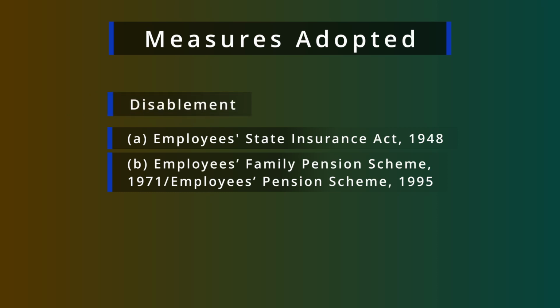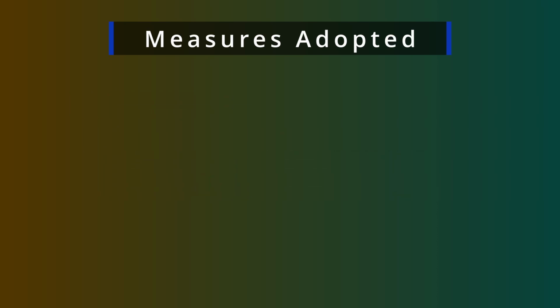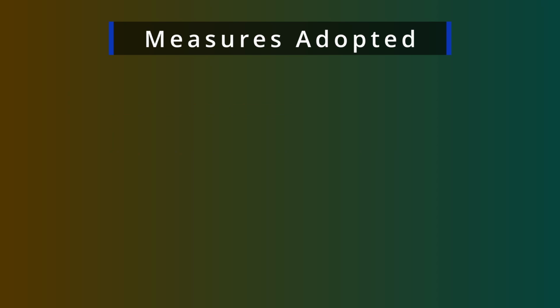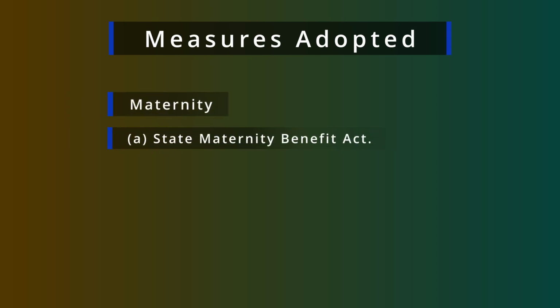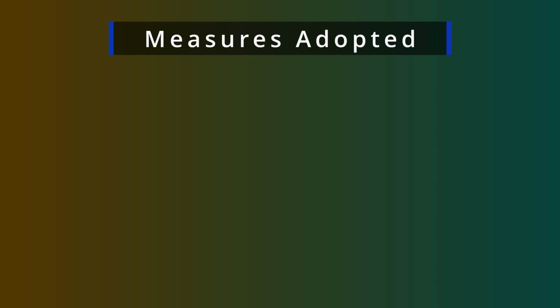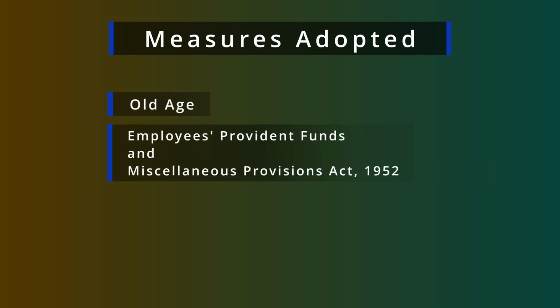For the disablement, those policies have already been implemented, and for the funeral or sickness, the State Insurance Act has helped the organized laborer. For maternity, the State Maternity Act, the Maternity Benefit Act has been implemented, and the Central Maternity Act 1961 has been implemented. And for old age, the Provident Fund schemes and the Payment of Gratuity Act 1972 have been implemented. So for the organized labor, there are different kinds of schemes.